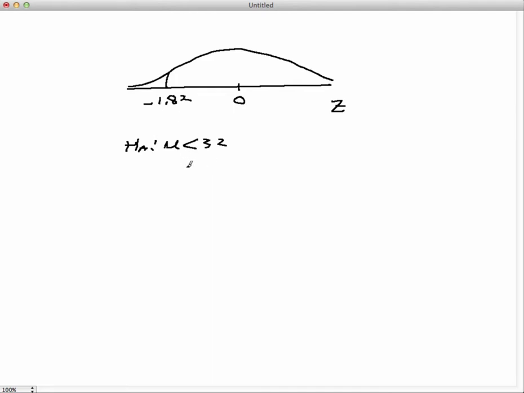So notice, what is the direction of extreme here? Which way are we heading? Notice that this inequality symbol works as an arrowhead for me, and it tells me that this is the region that I want to shade down here.